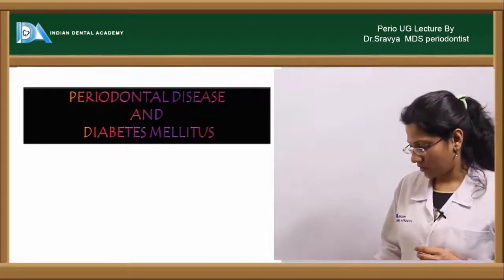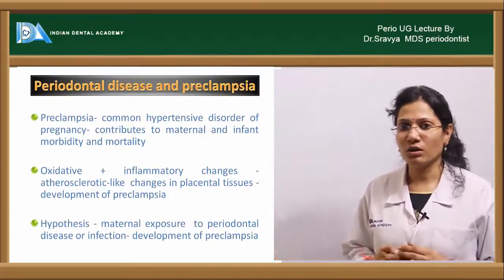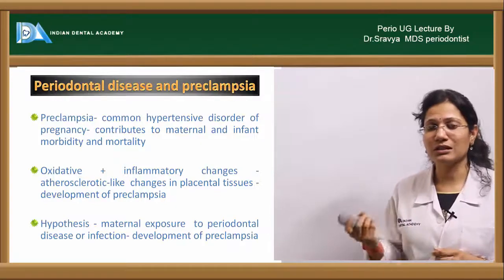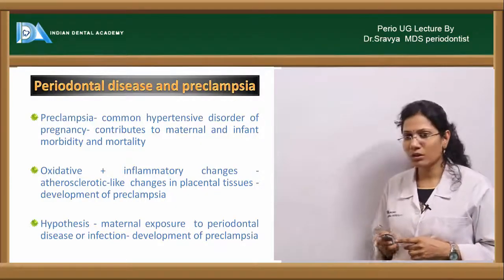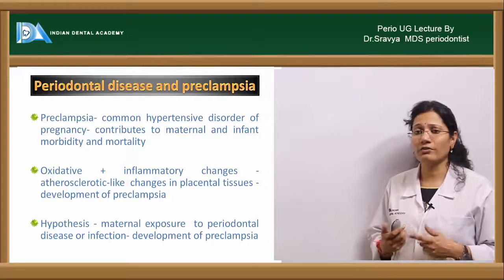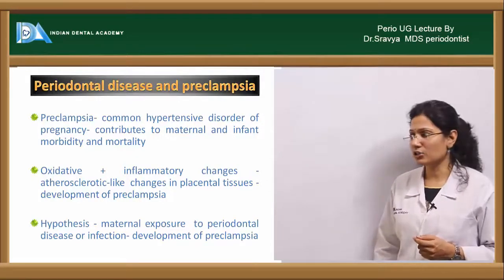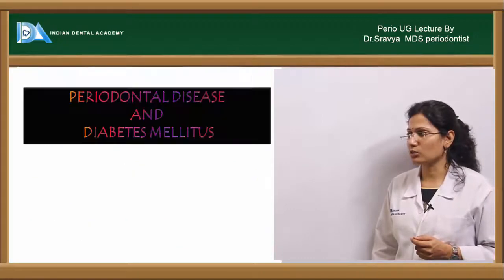How is it related? It is related to an increase in blood viscosity and an increase in inflammatory mediators, causing smooth muscle cell proliferation. So they've clearly mentioned that there is some kind of atherosclerotic lesion that is seen in placental tissues.